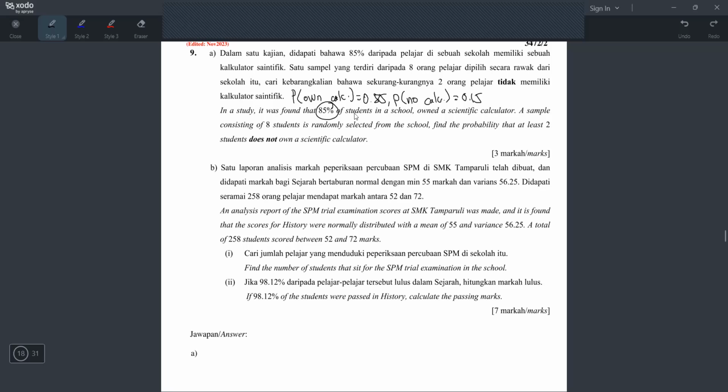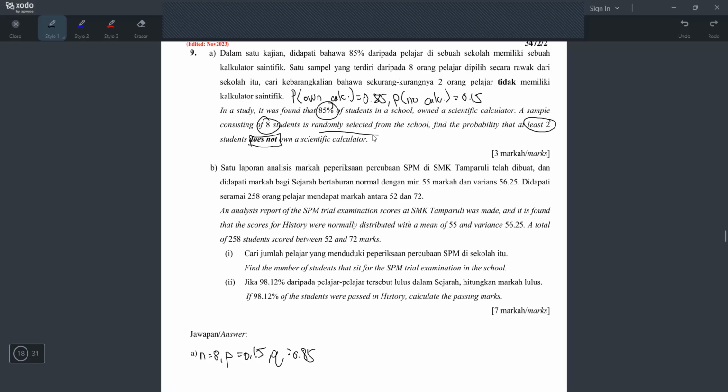Let's keep reading. A sample consisting of 8 students is randomly selected. So this is definitely the N. So I'll write N equals 8. And then find the probability that at least 2, this one don't look at it first, does not own a scientific calculator. They even highlighted it for you. Does not own. It means what will be my P and what will be my Q? My probability of success will be the probability of those who do not own a calculator, which is 0.15. And then my Q will be 0.85, right?